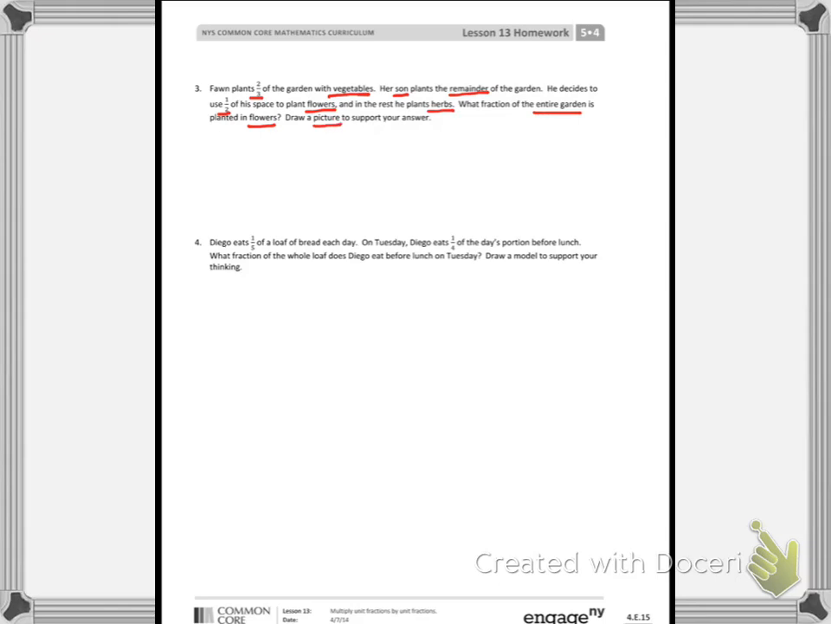So we're going to go ahead and draw a picture. And I'm going to go ahead and use an area model. And if we read the question, it says Fawn plants 2/3 of her garden. So Fawn is using 2/3 of her garden, and she's using them for vegetables. So I'm just going to show you there's one part, 2 parts. That's Fawn doing vegetables.